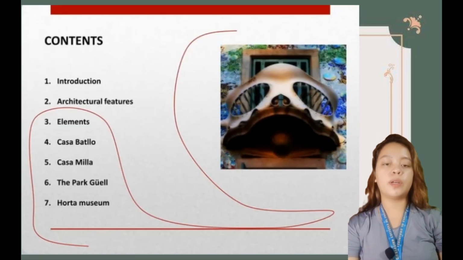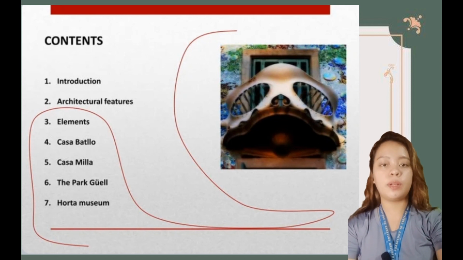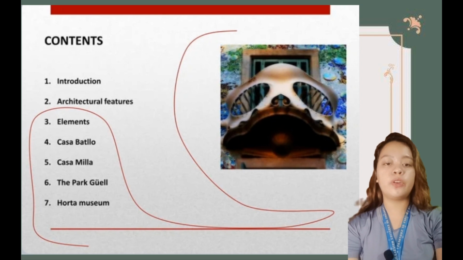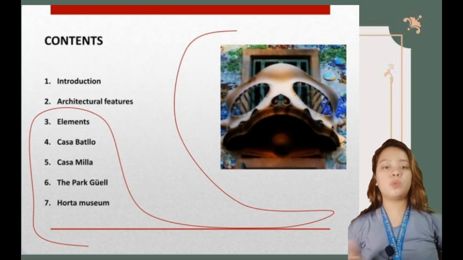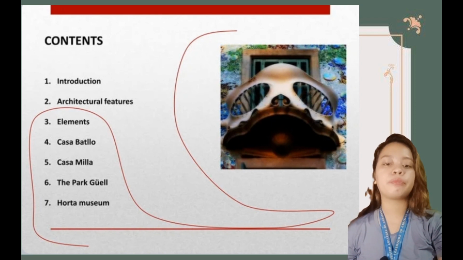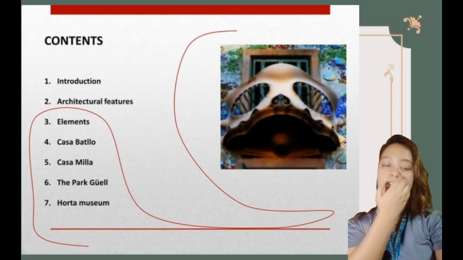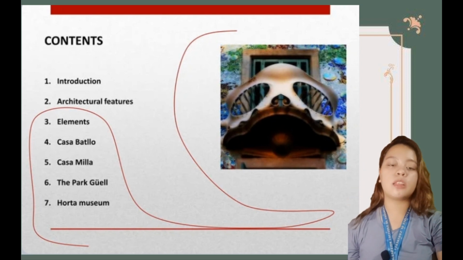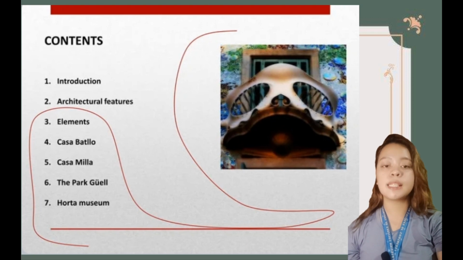So hello everyone, I am Angeline Chana and I will continue the discussion of Helena Candido about Art Nouveau, but it is about the sinuous and flowing lines. So the contents of it is first introduction, architectural features, elements, Casa Batlló, Casa Mila, the Park Güell, and Horta Museum.